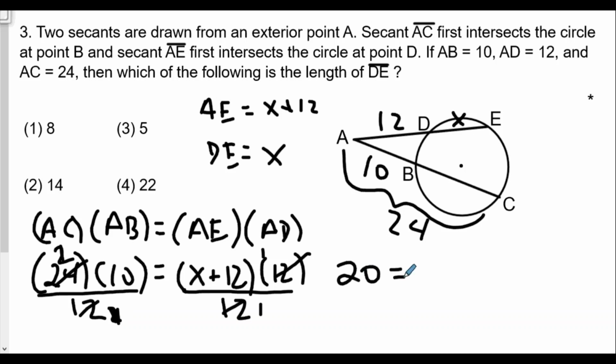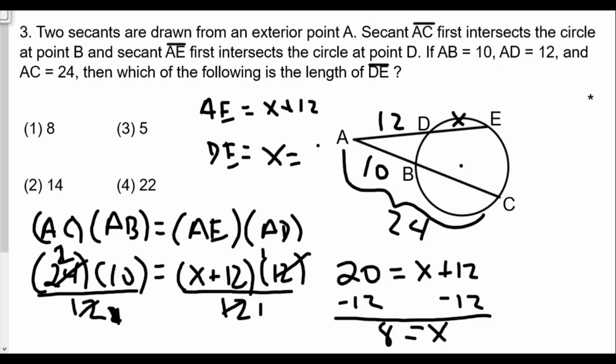And on the right side, I have x plus 12. So I have found in this case that AE equals 20, but I want to find DE. So subtracting 12 on both sides, x is equal to 8. And so therefore, DE is equal to 8. Okay? All right. We're doing pretty well, hopefully.